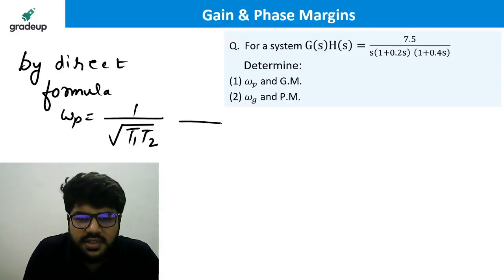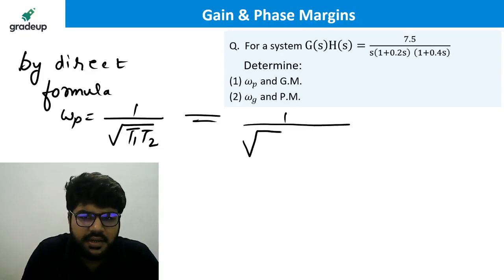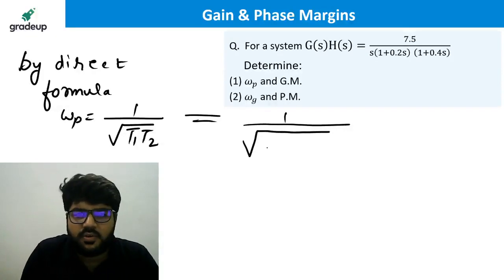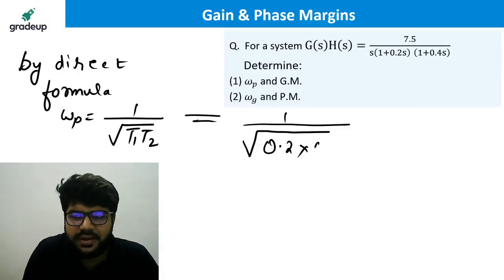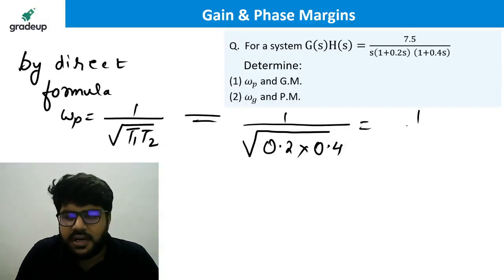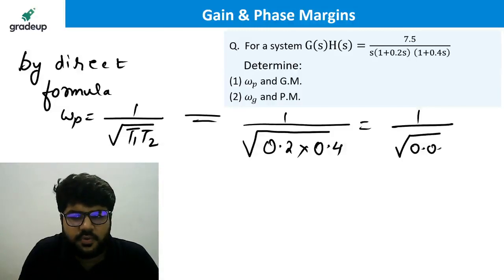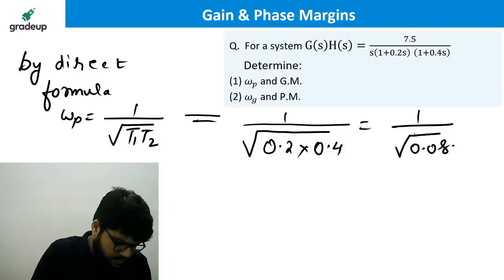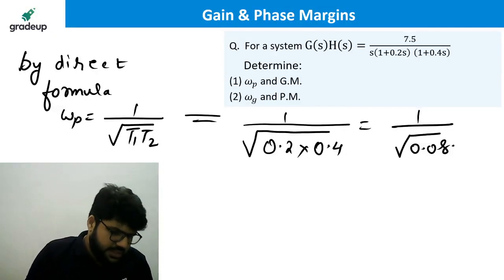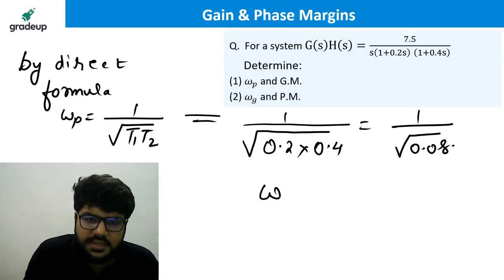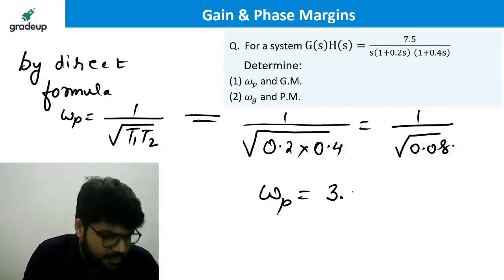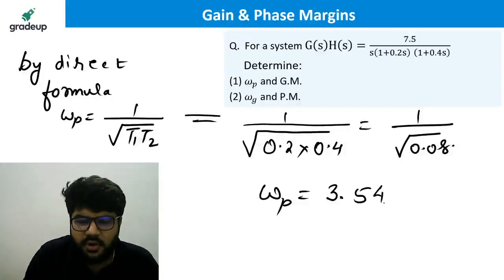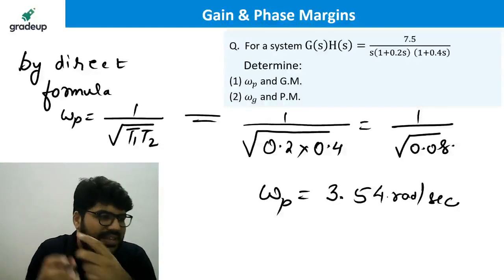So using this formula, I can write down the answer as 1 upon under root of T1, which is 0.2, and T2, which is 0.4. That is 1 upon under root of 0.08. So what is this ωp? Let us calculate this under root. This ωp is coming up as 3.535, or 3.54 radian per second. This is by the direct formula.